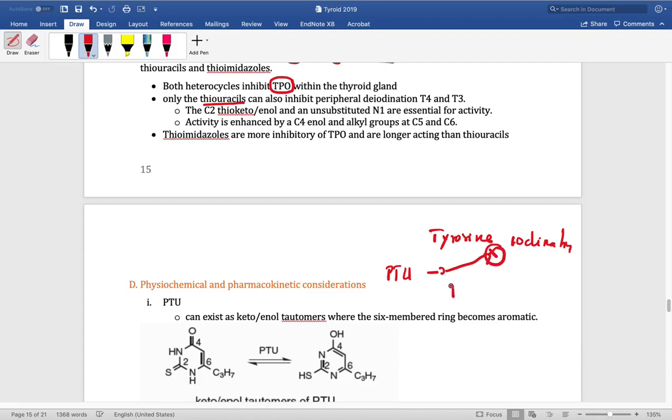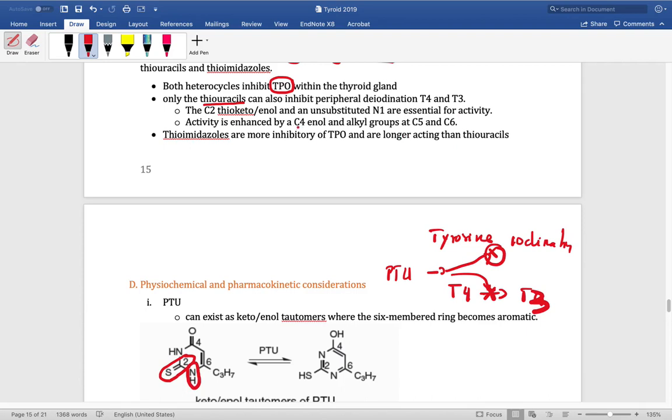Propylthiouracil is also going to block the conversion of T4 to T3. The reason why it's able to do that, two reasons. First, the C2 thioketo, at the C2 position here. And the unsubstituted N1 position. These are the two groups that are essential for activity.